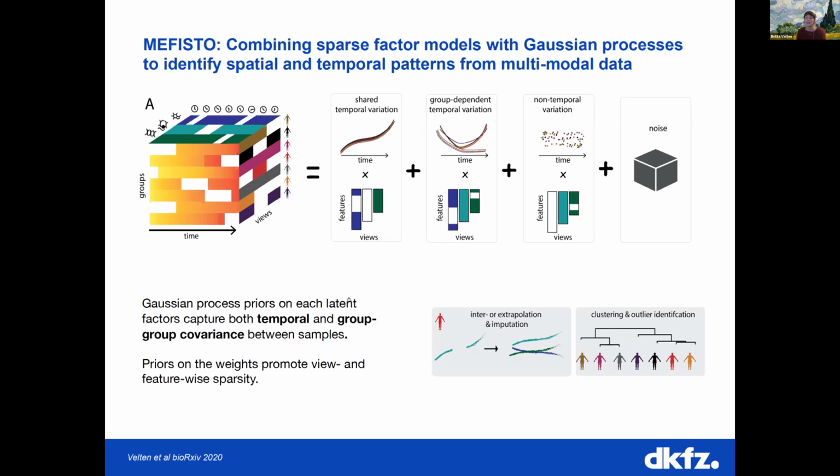And using these learned covariance structures, we can then do novel downstream analysis, like, for example, interpolating or extrapolating to missing time points or spatial locations, and also cluster the individuals or the groups of samples on this individual level, or identify outliers based on the temporal or spatial patterns.